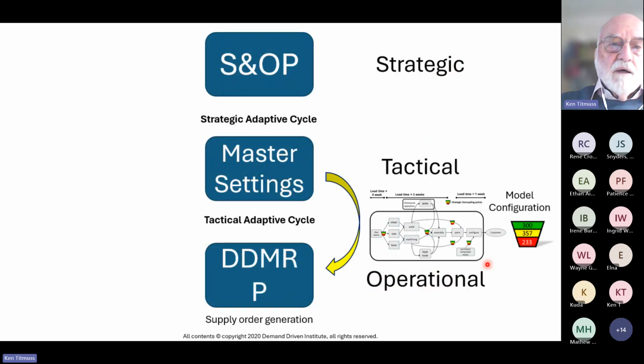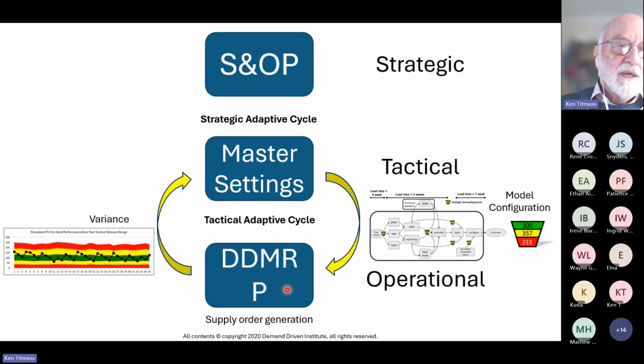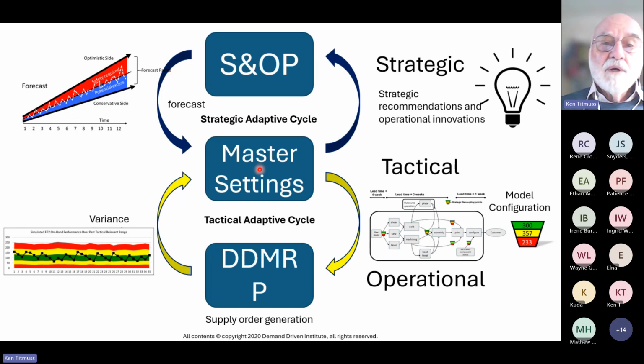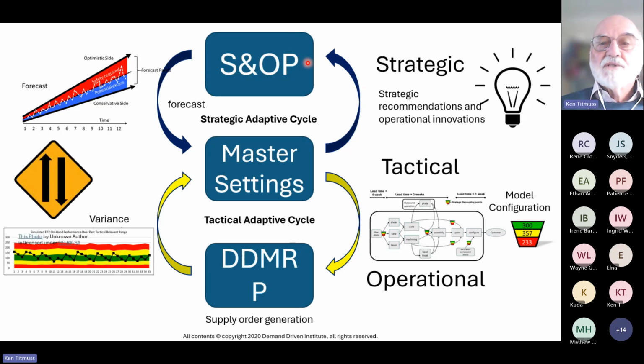So what we have is not a master schedule, but we have master settings. And that sends information down to our materials requirements planning system. We get variance coming back. So is the model working in the way we want it to work? If not, let's change it. And it's being adapted on a daily basis based on what's happening in the marketplace anyway. But we also have the forecasts coming down into master settings, and we have strategic recommendations on operational innovations coming back. So we now have a bi-directional sales and operations planning process, which we've never had before.